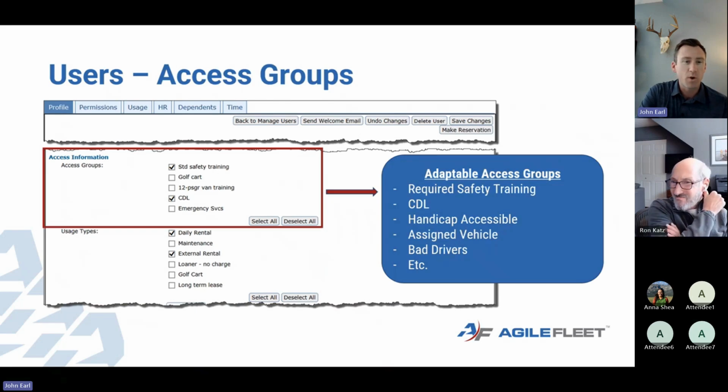The most simplistic and basic way to look at this is that access groups will determine who has access to what. These are completely configurable fields, and myself and Ron, as well as our implementation team and account management team, will work with you to cater these access groups and usage types to best match the policy that you would like to enforce internally. But this could be anything from limiting users to only certain types of vehicles, limiting specialized users to only the specialized equipment that they should be accessing, standard safety training. We've even had some partners that have used a bad driver access group to only allow them to access certain vehicles in the fleet that may not be the nicest and newest vehicles.